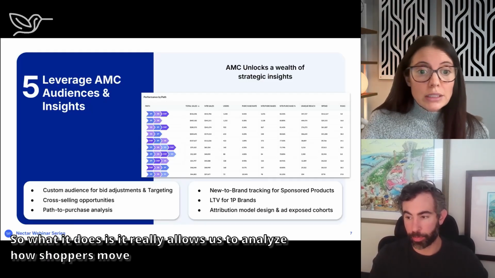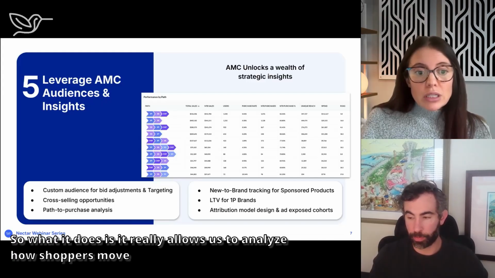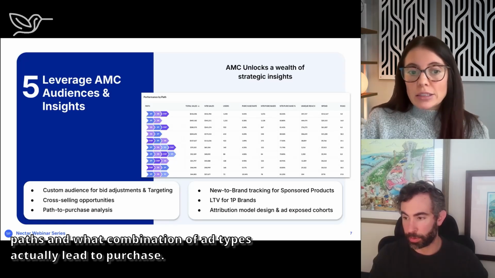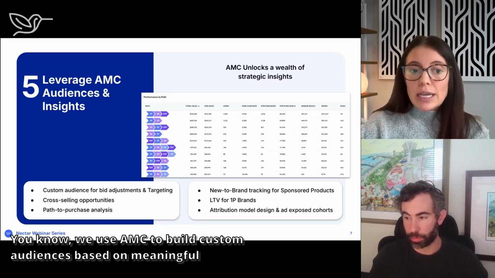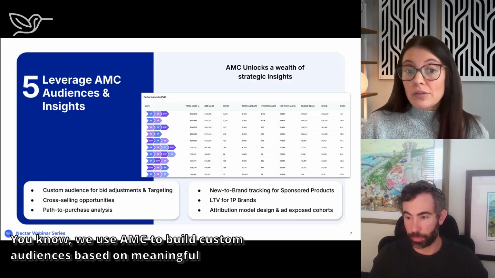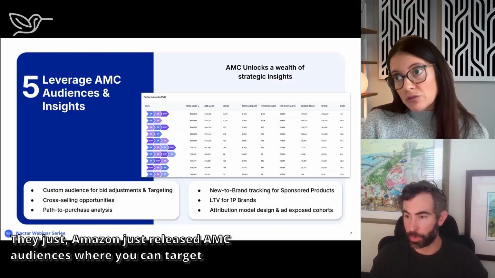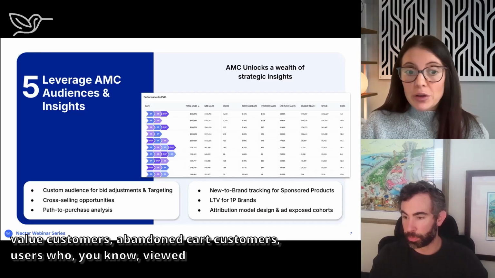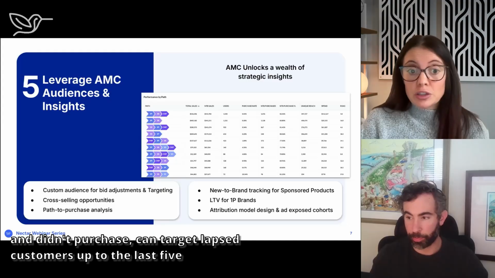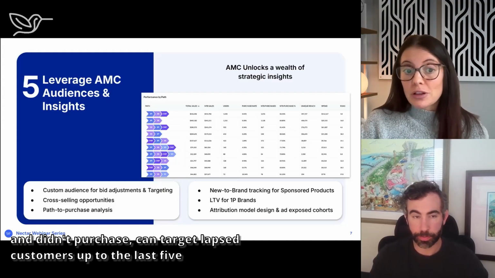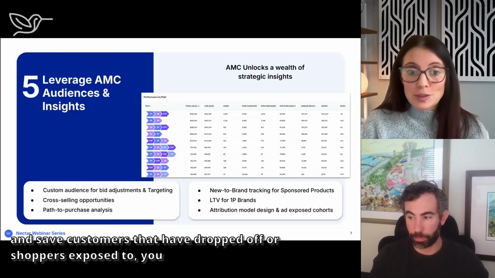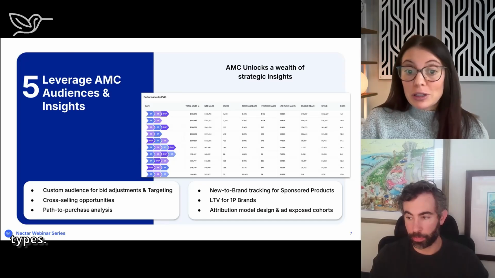So what it does is it really allows us to analyze how shoppers move through exposure paths and what combination of ad types actually lead to purchase. We use AMC to build custom audiences based on meaningful signals too, right? Amazon just released AMC audiences where you can target prior viewers or high value customers, abandoned cart customers, users who viewed your storefront and didn't purchase, lapsed customers up to the last 5 years, past subscribe and save customers that have dropped off, or shoppers exposed to specific ad types. The list really goes on and on.